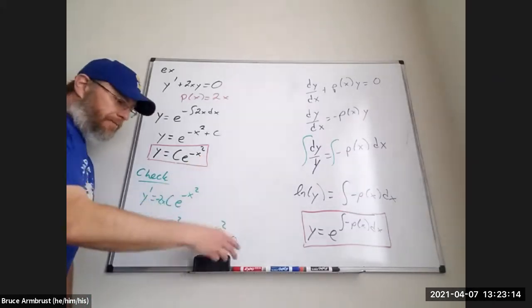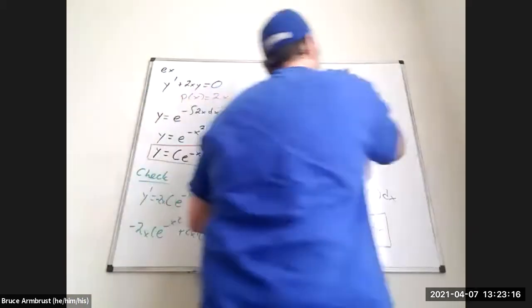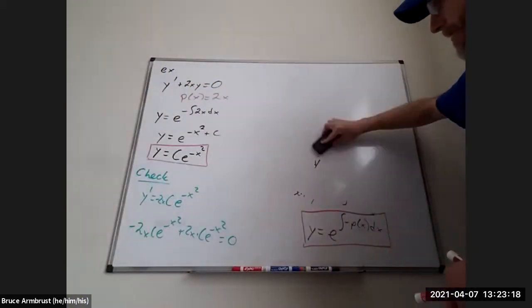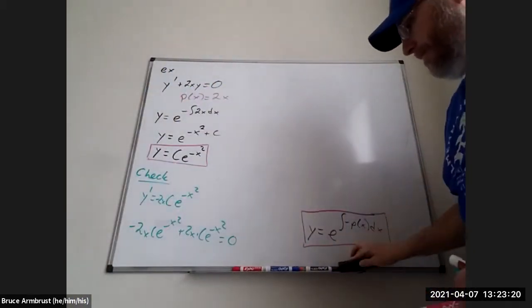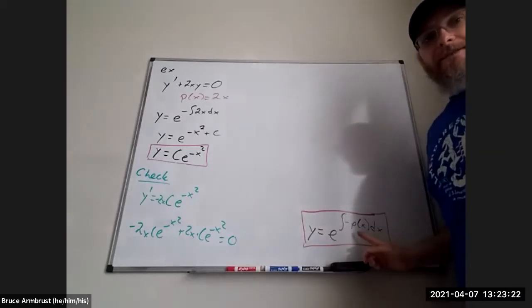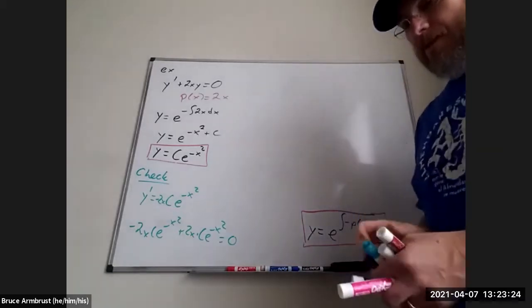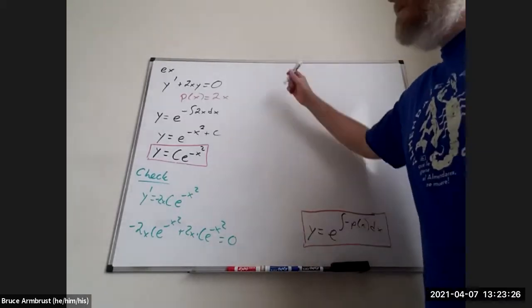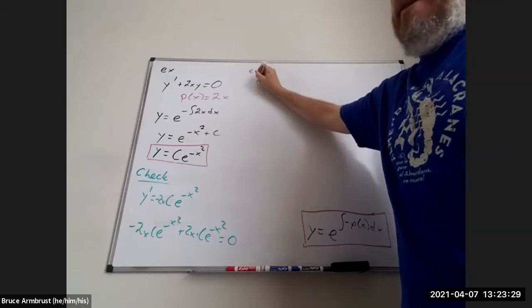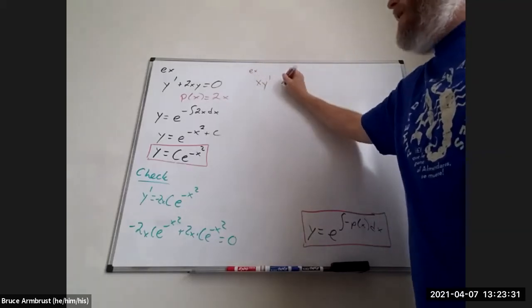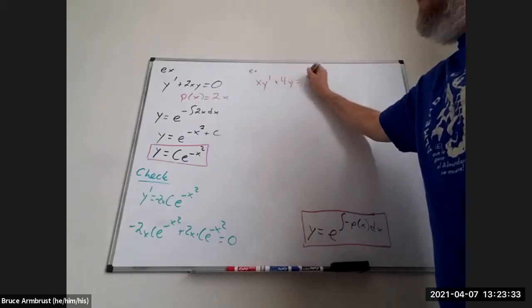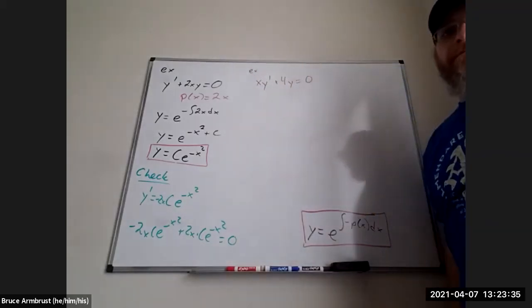All right, so here's another one. Just to prove to you that it really is truly this quick. We just got to figure out what the P is, right? Plug it in. So here's another one. Let's go with xy prime plus 4y equals 0.